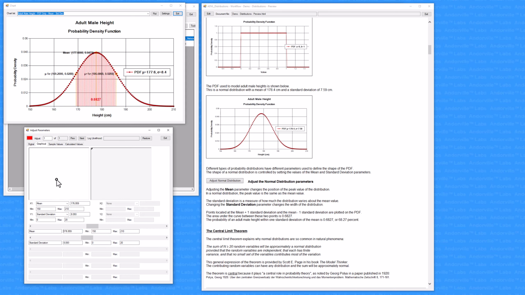And now we adjust both parameters at once. Points located at the mean plus 1 standard deviation and the mean minus 1 standard deviation are plotted on the PDF. The area under the curve between these 2 points is 0.6827. The probability of an adult male height within 1 standard deviation of the mean is 0.6827 or 68.27%.